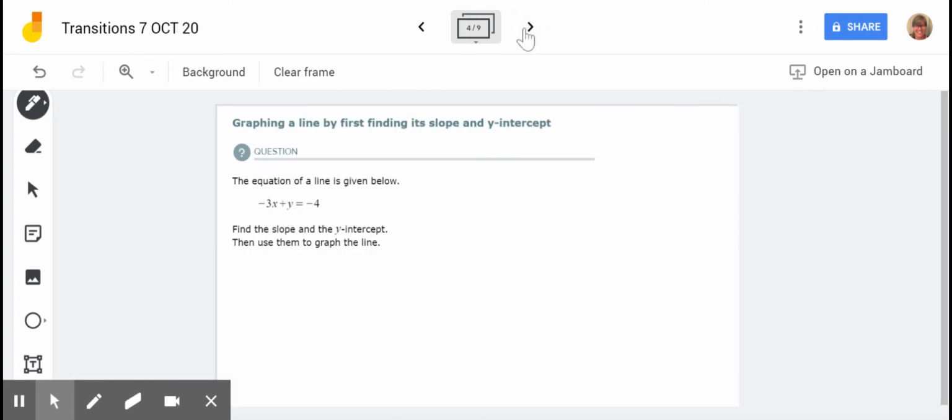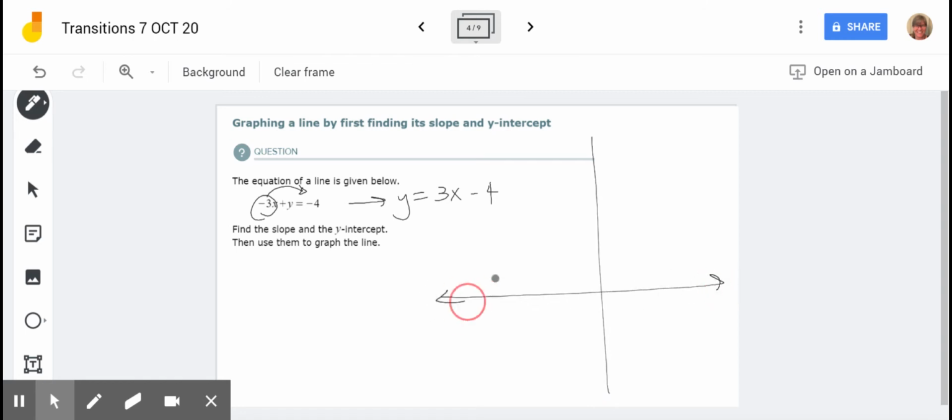All right, here we go. The equation of the line is given below. Find the slope and y-intercept, then use them to graph the line. Okay, graphing a line. So basically, we're changing it to y equals mx plus b form. This is very simple to change because all you have to do is move that one over. So it's going to be y is equal to 3x minus 4. Now, y equals mx plus b form, again, is the easiest way to graph, but if you forget it, don't feel like your life is lost, okay?